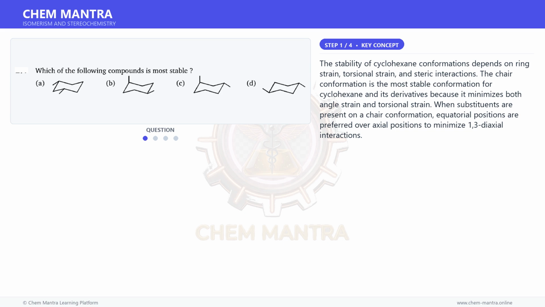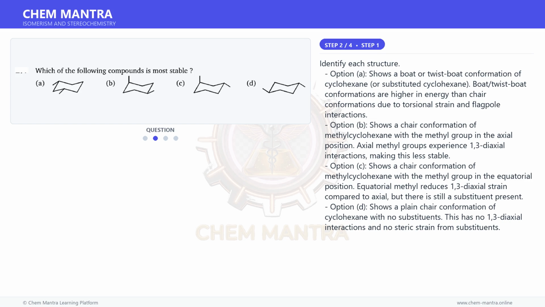The chair conformation is the most stable conformation for cyclohexane and its derivatives because it minimizes both angle strain and torsional strain. When substituents are present on a chair conformation, equatorial positions are preferred over axial positions to minimize 1,3 diaxial interactions. Moving on to the next step.